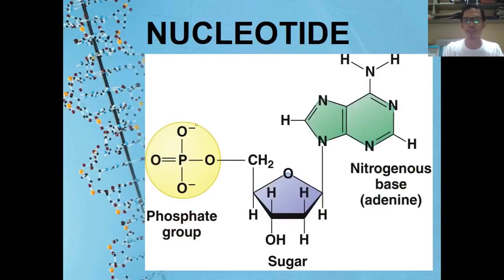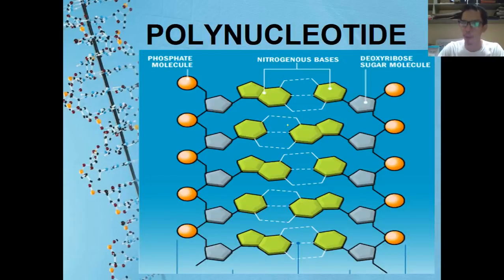When they combine together, they are called nucleotides. So we have phosphate, then the sugar, and whatever nitrogenous base that you have. In this case, we have adenine. This one unit that you have right here is called a nucleotide. Now, when you connect this nucleotide to other nucleotides, we call it a polynucleotide.